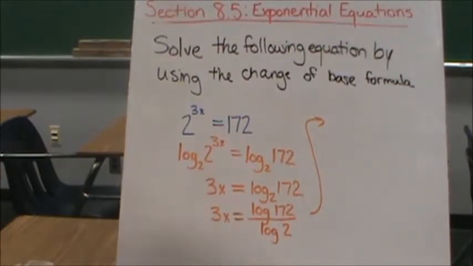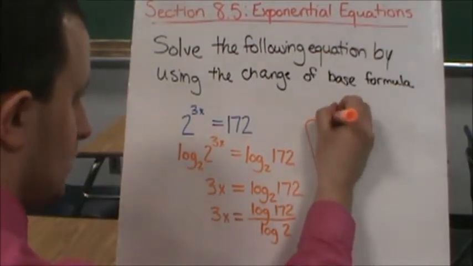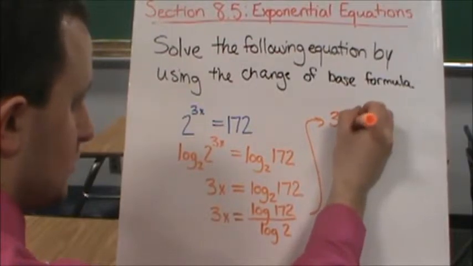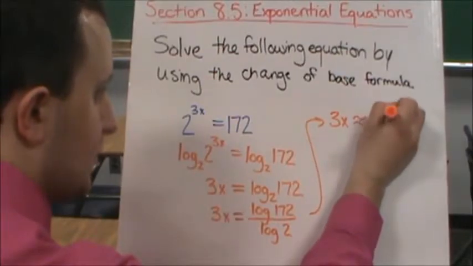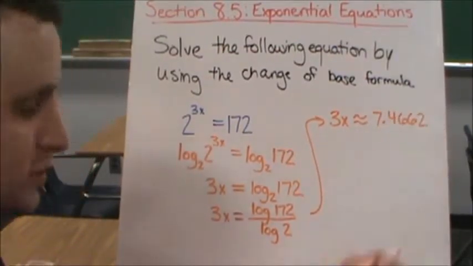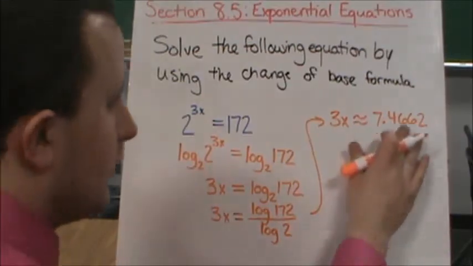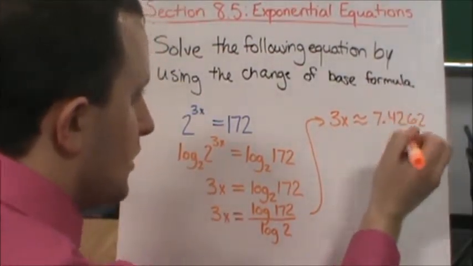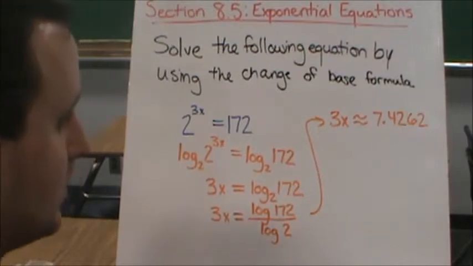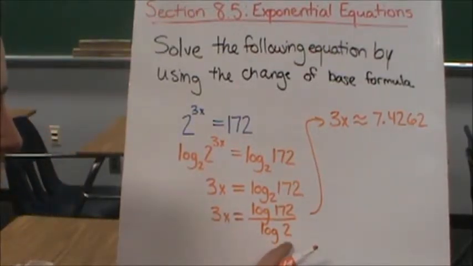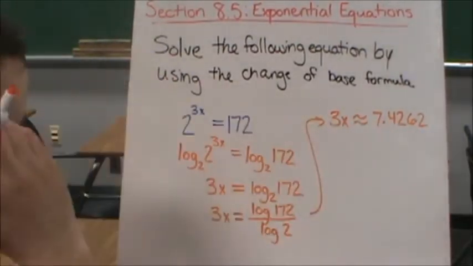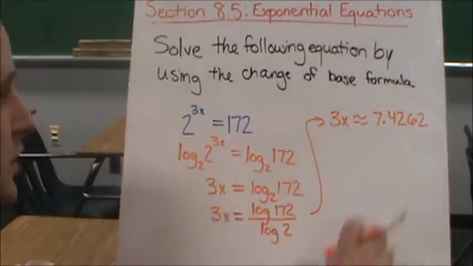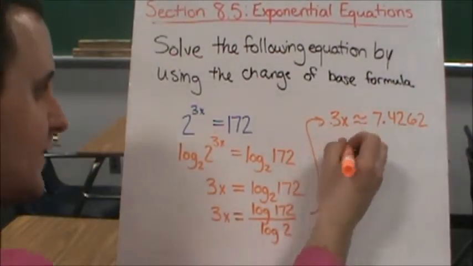Then when you evaluate that by the change of base using a calculator, you get 3x is approximately equal to 7.4262. So log of 172 divided by log of 2 is approximately equal to 7.4262. So you get 3x is about equal to 7.4262. Remember, round to 4 decimal places. And now just divide by 3.